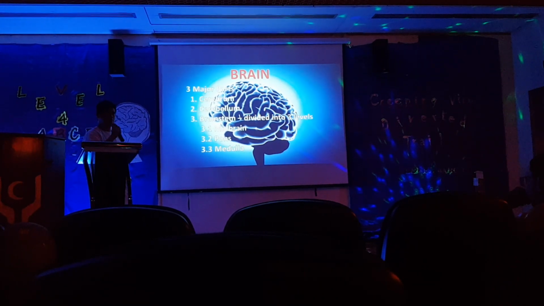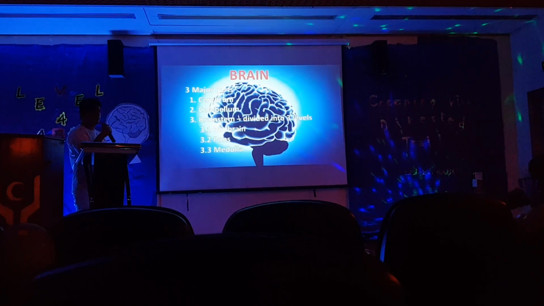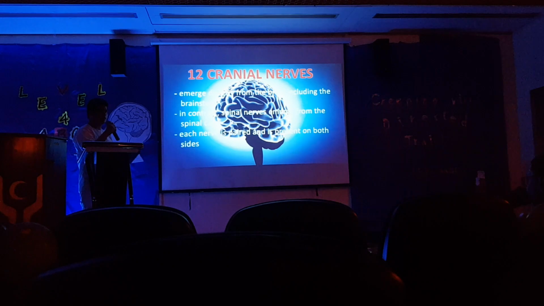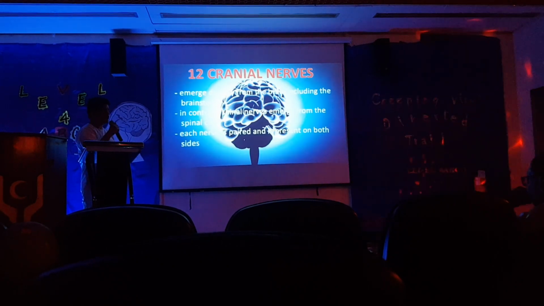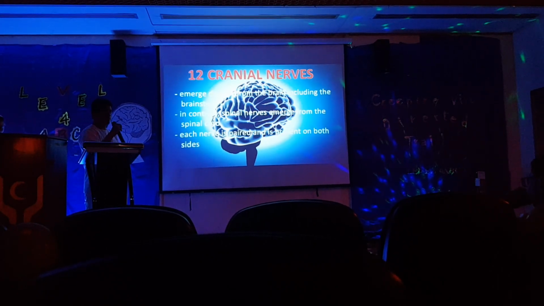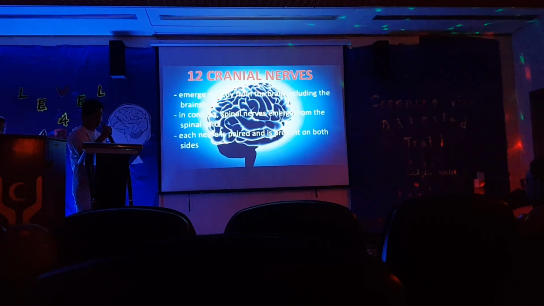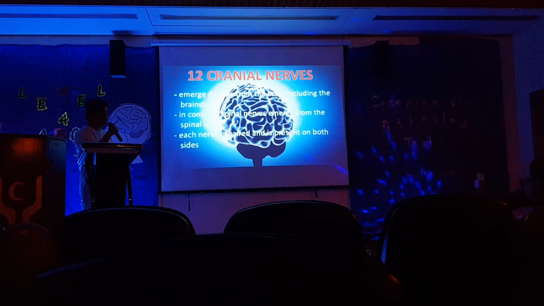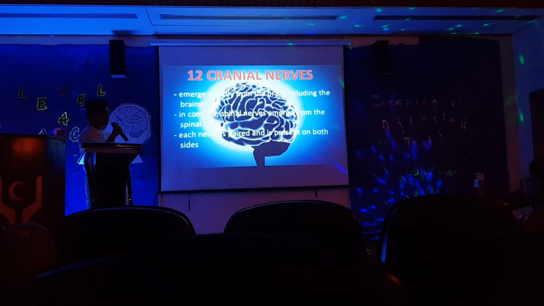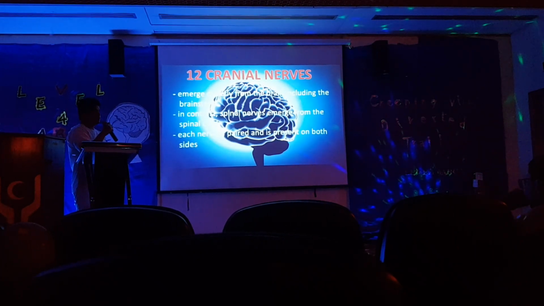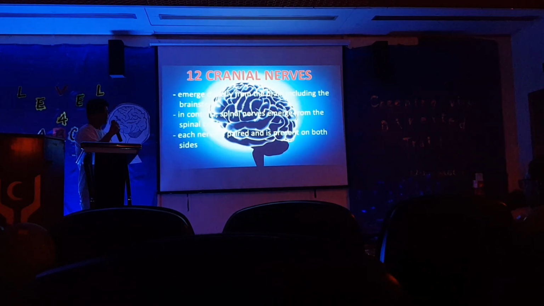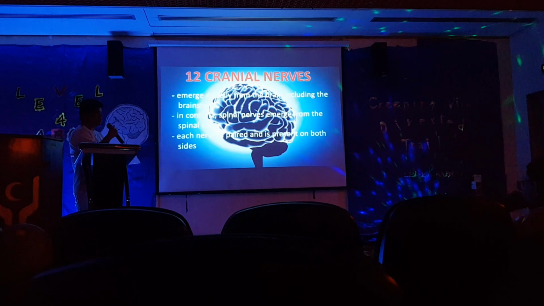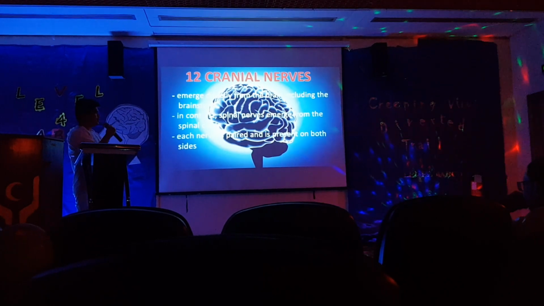There are 12 pairs of cranial nerves that originate from the brain and brainstem. The cranial nerve directly emerges from the brain, including the brainstem, while the spinal nerve directly emerges from the segments of the spinal column. And each cranial nerve has different functions related to the senses of our body. The cranial nerves are paired and present on both sides.